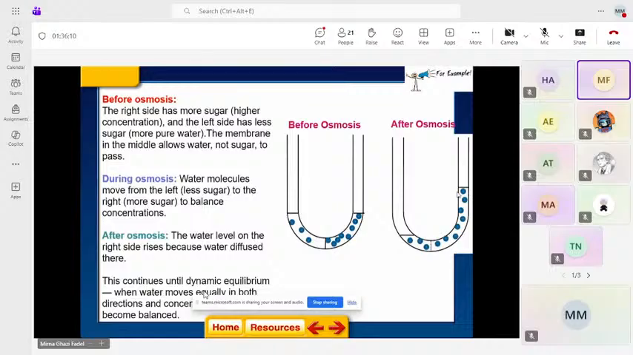Fine. So again, if I ask you in the exam, can you prove that water moved from left to right? You have to say the evidence that water moved from left to right is that the level of water drops on the left and rises on the right. All of this process, by the way, happens in order to reach a dynamic equilibrium at the end, meaning the concentration on both sides becomes the same.